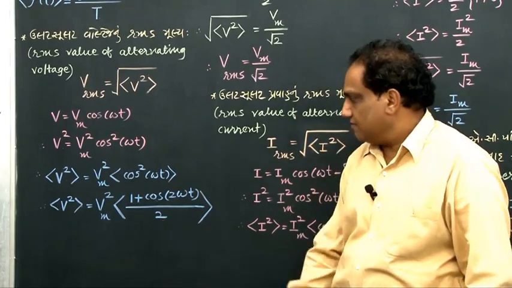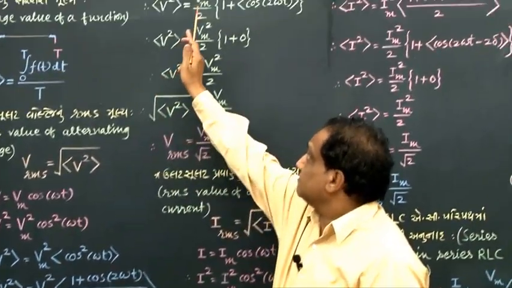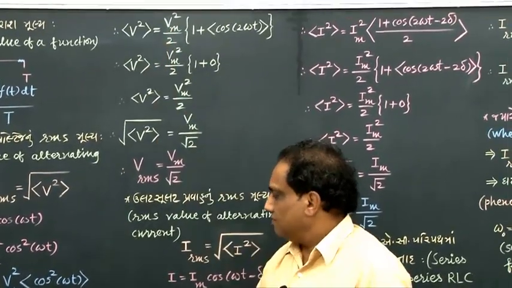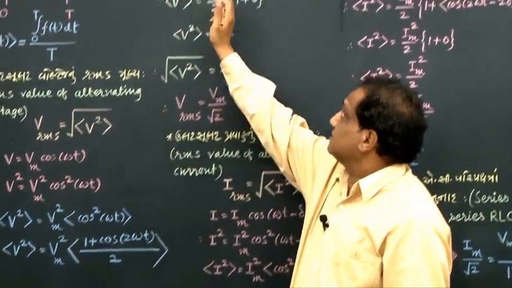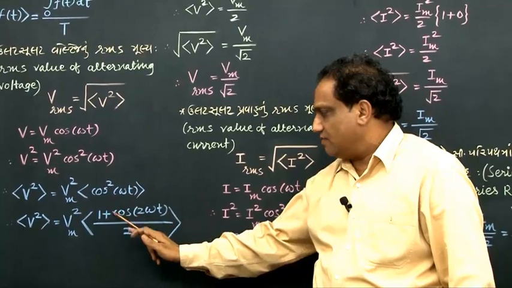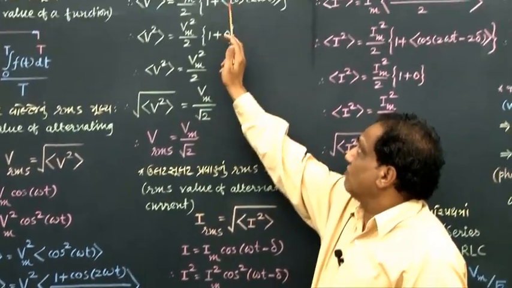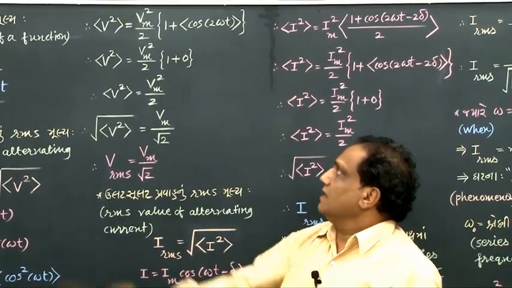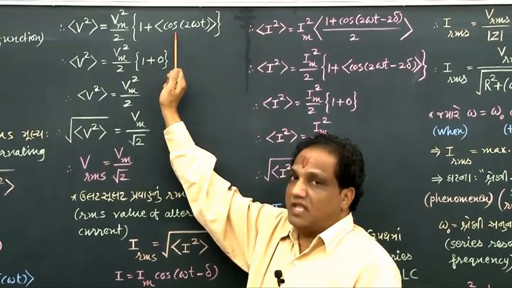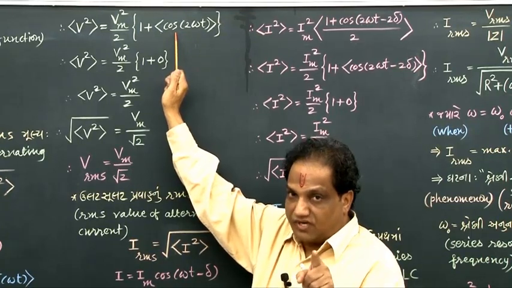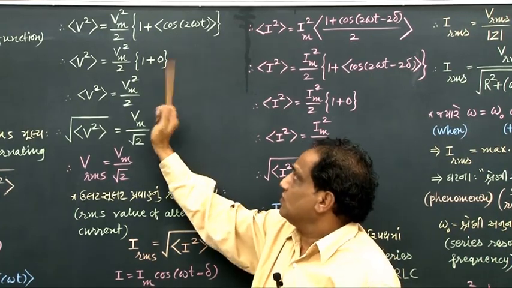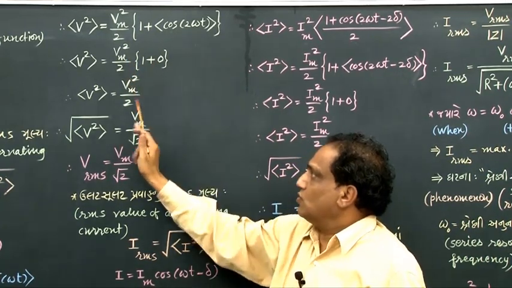Now Vm square as it is, and the divided by 2 gives Vm square upon 2. Then 1 is a constant, and we find the average of cos of 2 omega t. Don't you know the average value of a sine or cosine function over one periodic time is 0? So this value is 0, and it is Vm square upon 2 only.